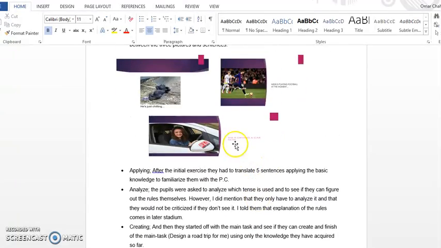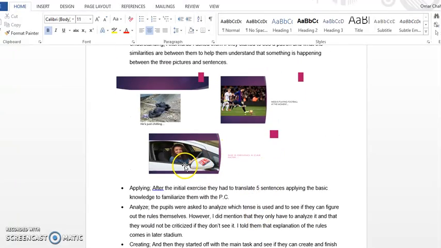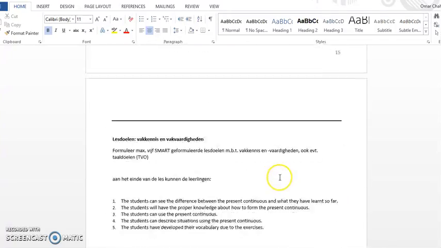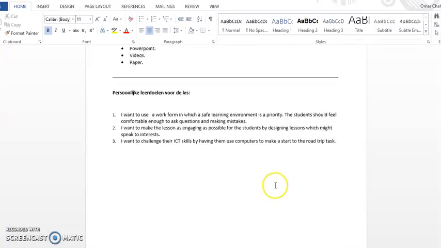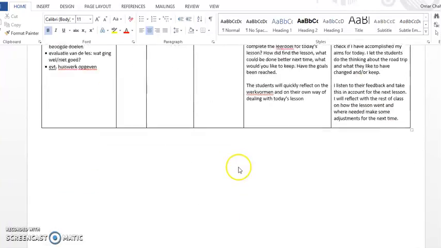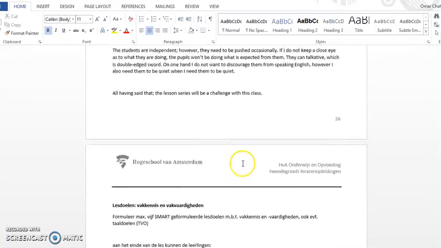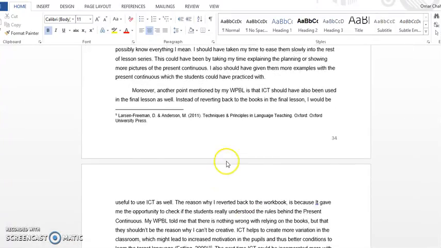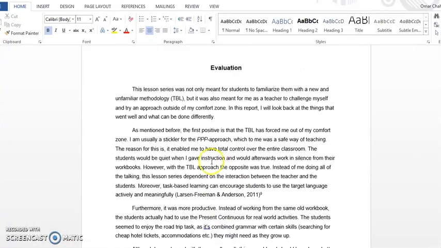These are the pre-task pictures I used. As you can see, the first picture says he's just chilling, he's playing football, and she's driving a car. And at the end, after the lesson series, so this is the lesson plan forms, I try to evaluate at least afterwards, which I have explained in my evaluation.